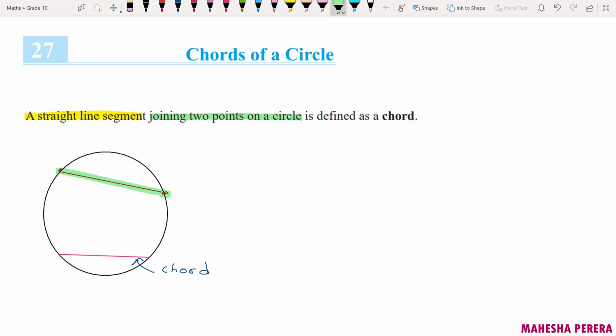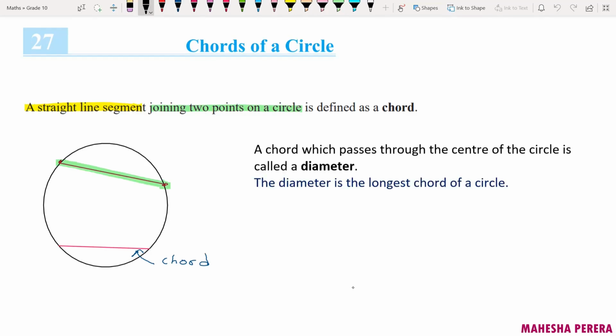Do you remember the diameter? How do you draw the diameter? The diameter passes through the center of the circle, and again, it's a straight line segment. It looks like this. This is our center. So if I draw a straight line that passes through the center, we call this a diameter, right?